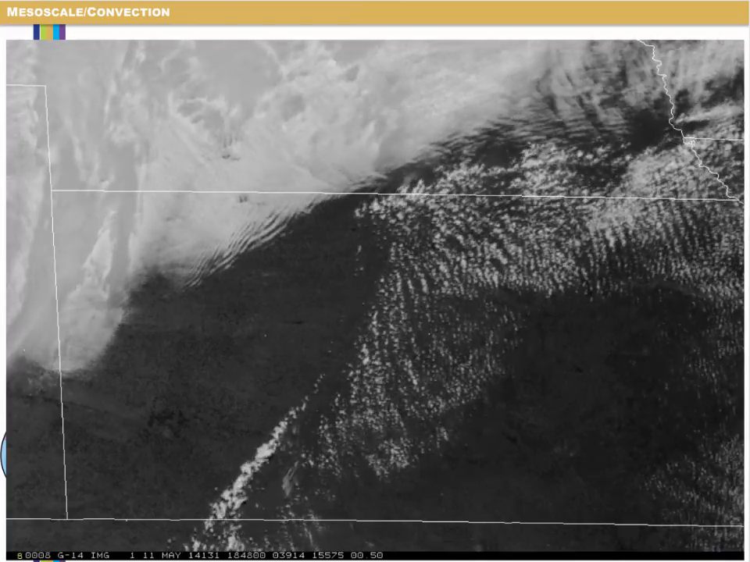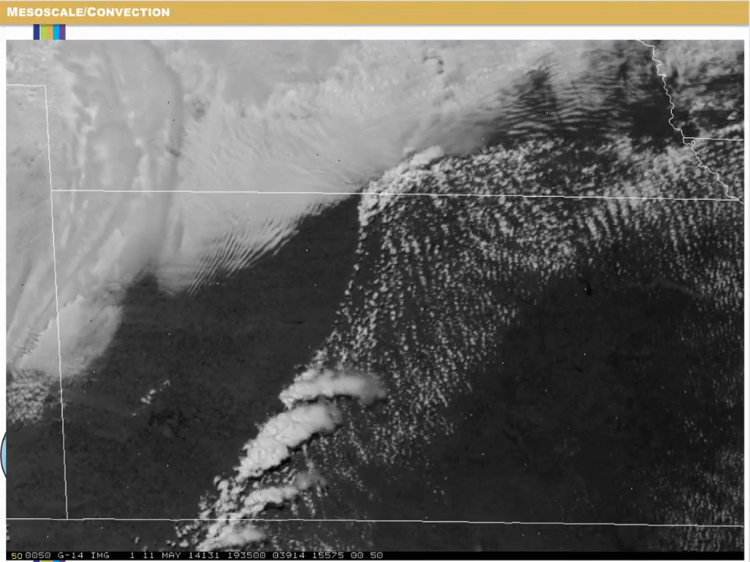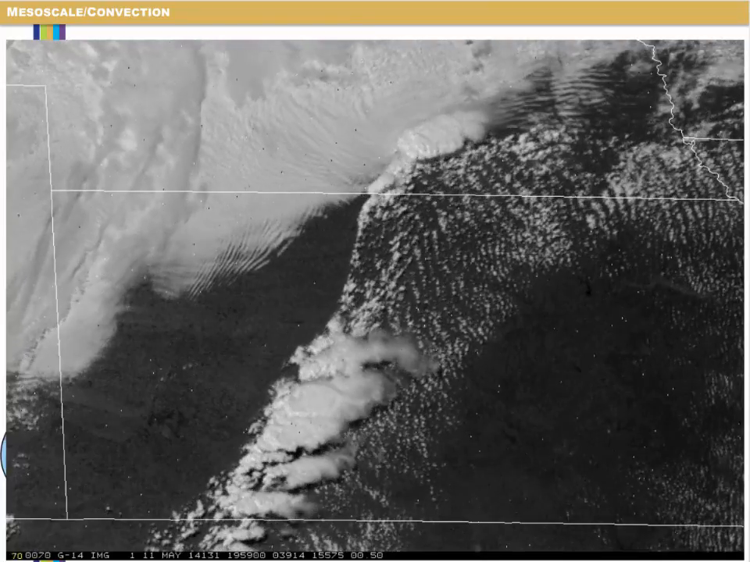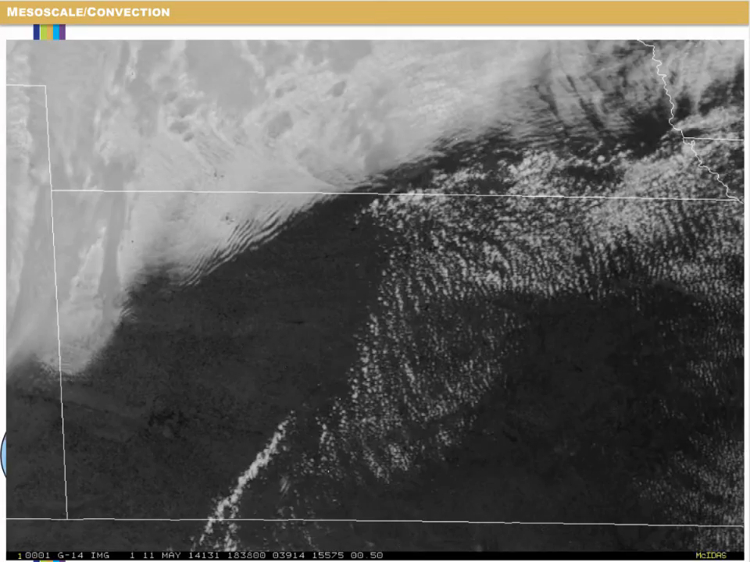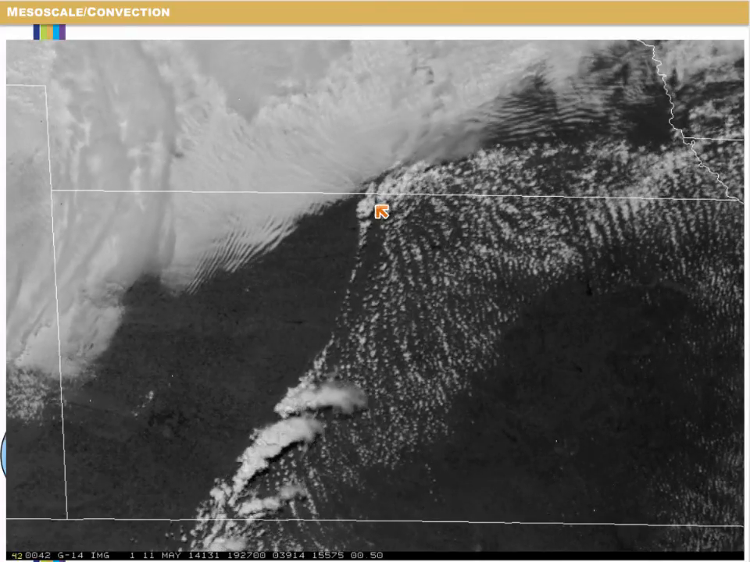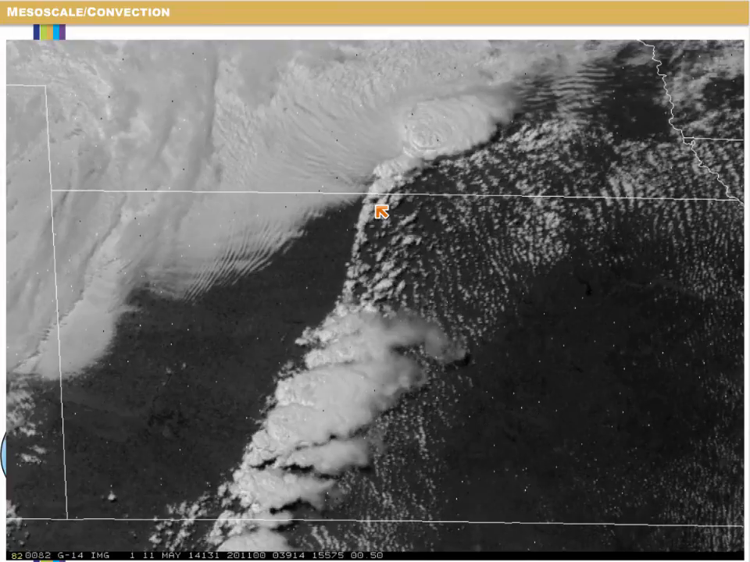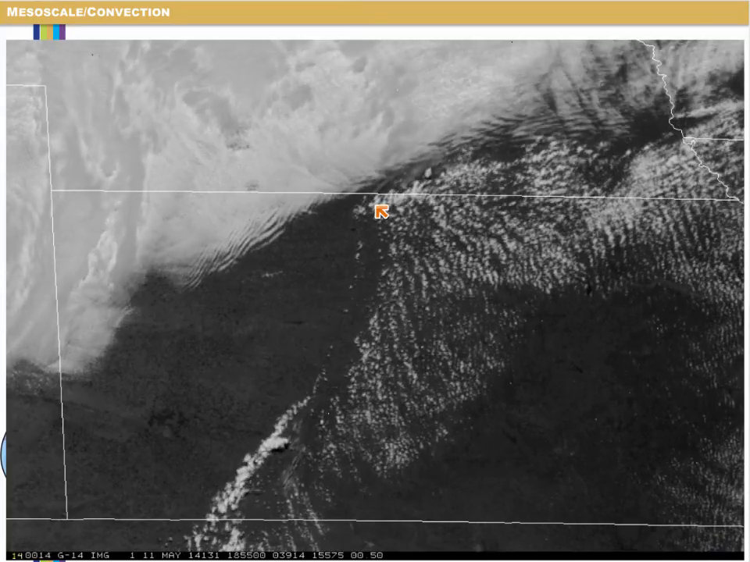Let's switch to a different case. This is from May 11, 2014. We're looking at the GOES-14 SR-SOR 1-minute visible imagery over Nebraska and Kansas. A surface low exists over north-central Kansas, with a dry line extending southwest of the low and a warm front east-northeast of the low.